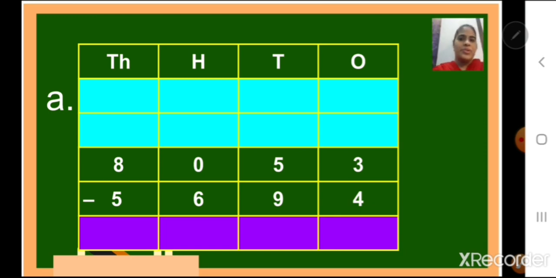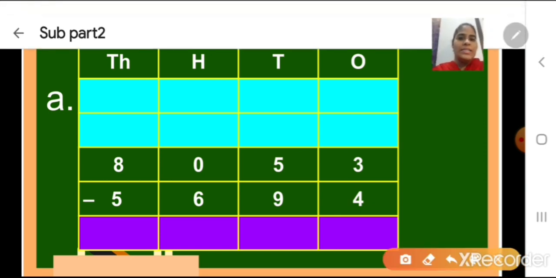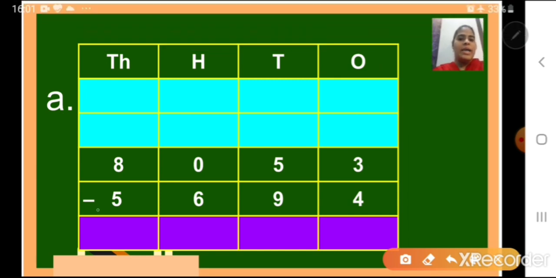So we will start subtracting from ones place. In ones place, we have 3 minus 4. Is it possible, 3 minus 4? No, it is not possible, right? So number 3 will go to tens place and borrow. So in tens place we have number 5. 5 tens. 5 tens will give 1 tens to ones place. 5 minus 1 is 4. So cancel 5 and write here number 4.